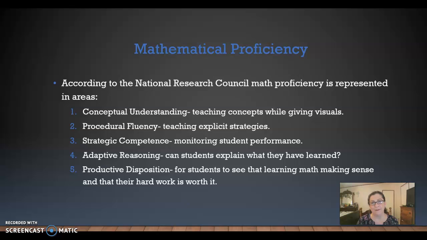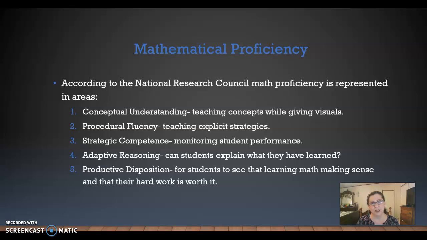First, mathematical proficiency. According to the National Research Council, math proficiency is represented in 5 areas. First is conceptual understanding, and that would be teaching concepts while giving visuals, if we're talking about direct instruction. And 2 is procedural fluency, and that is teaching explicit strategies.